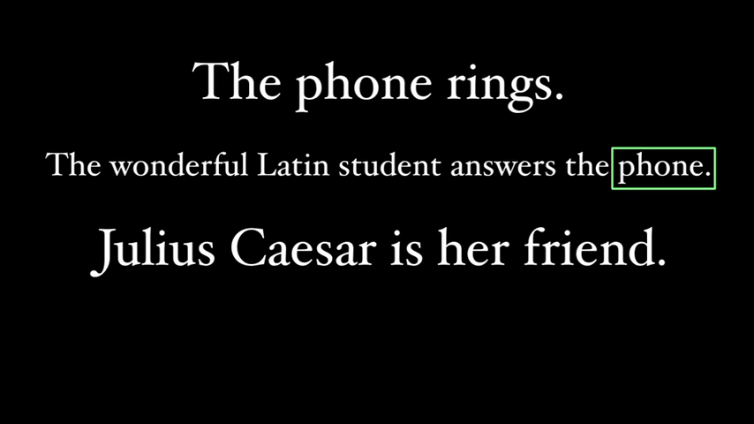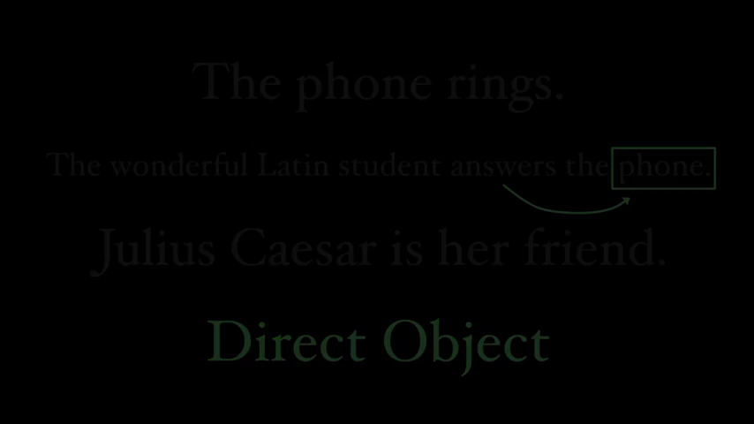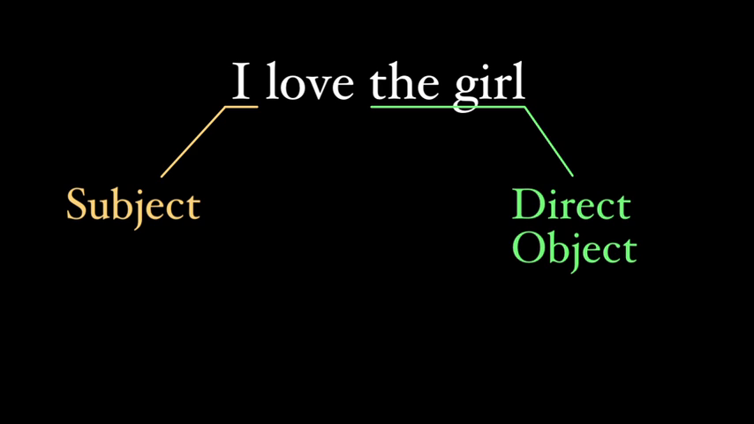But what about the phone in our second sentence? It's not the subject, and it's not doing the action, it's receiving it. This is what is called the direct object, and it gets the action from the verb. So we have a sentence like, I love the girl. I is the subject, and the girl is the object of my affection. Right, the direct object.